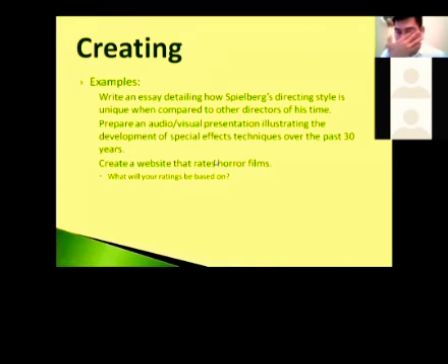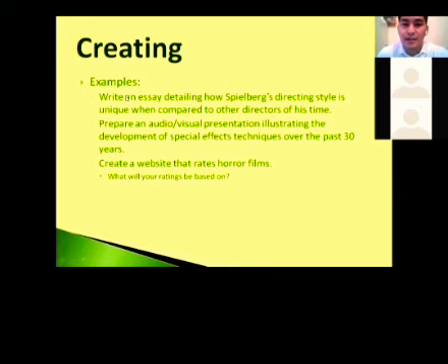And the last one is creating. If the idea was about movies, about Spielberg's movies, especially about Friday the 13th, we analyzed it, we discussed it, we evaluated it, we made a synthesis, and now we should create something relating to this topic. So here we should write an essay or a dissertation or a thesis work. This is the last step of Bloom's taxonomy.